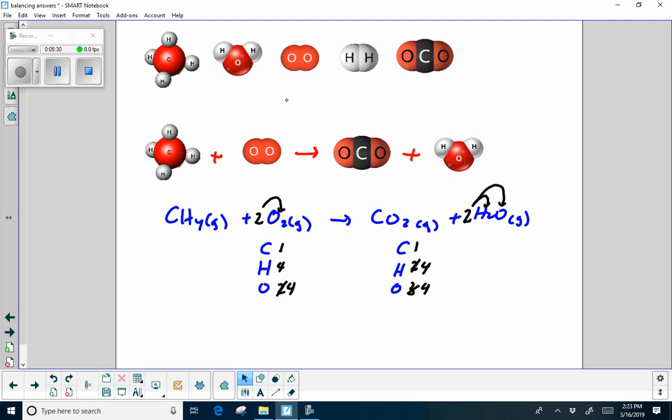If you want to look at it visually, you'd have a single methane molecule reacting with 2 oxygen molecules to produce a carbon dioxide molecule and 2 water molecules. So this is a visual representation of the balanced chemical equation you see down here.